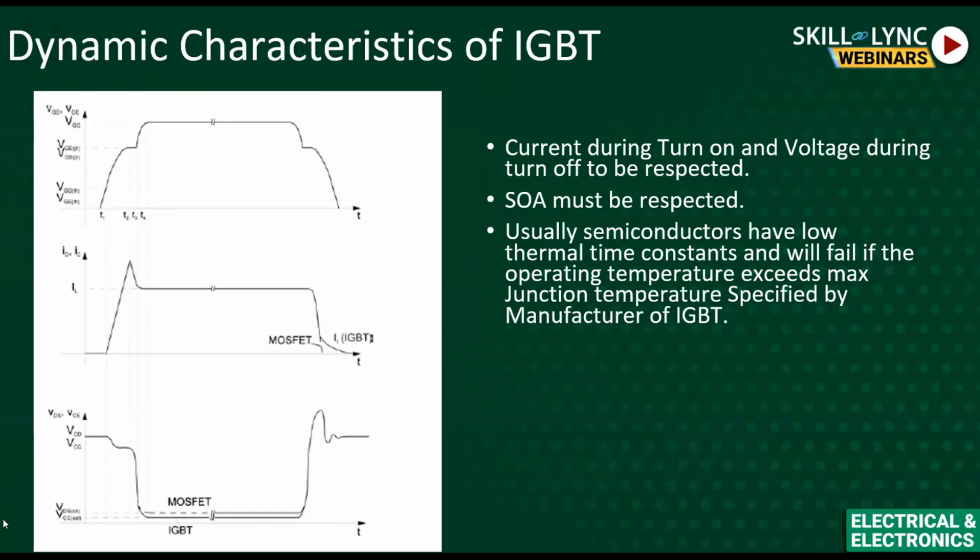So we have seen the static. Static means the IGBT is completely turned on or turned off. But the dynamic characteristic, during turn on and during turn off, is what we are interested in. How is the behavior of the IGBT? That is what we are interested in. So the current during turn on and the voltage during turn off has to be respected at any cost.